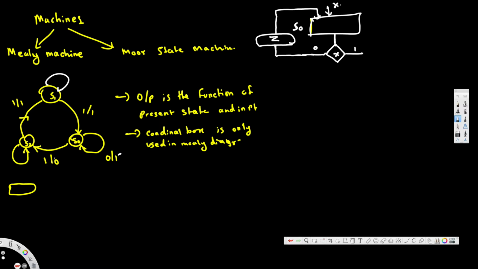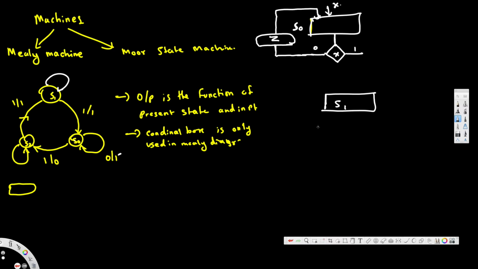Next one, when S0 input is 1, the output is 0. So let's look at the S1 here. S0 doesn't go to S1, so let's not worry about that. The next thing is we are going to have S1. I draw the S1 box right here.